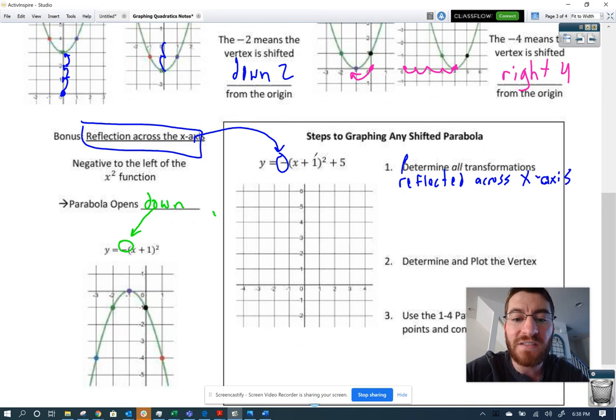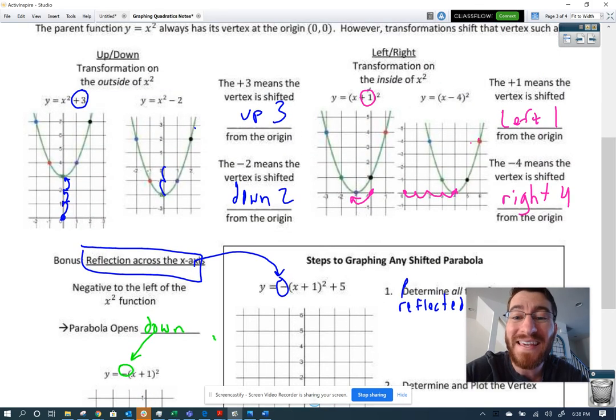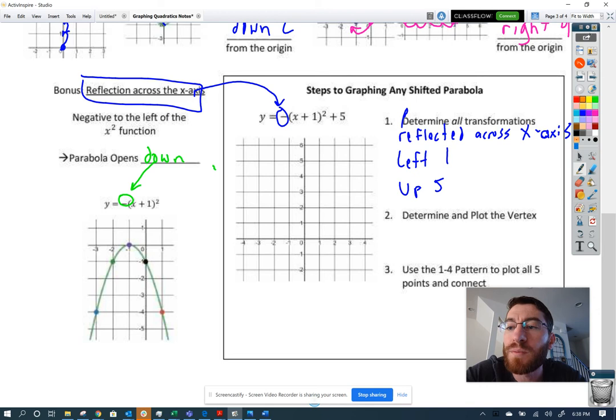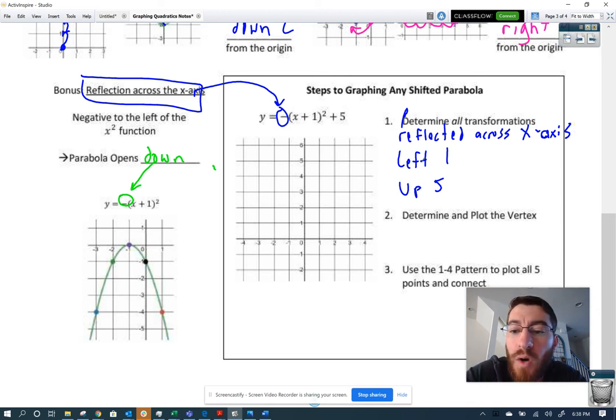And then we have this +1 on the inside. We actually had that example. That's left 1. So we'll write left 1. And then we have a +5 on the outside. That +5 means up 5. Okay. All right. And then we want to determine and plot the vertex. So if we plot our vertex, we're left 1, up 5. The nice thing about actually writing this out in words is that you just follow the exact directions you just wrote out. So we're going left 1 and up 1, 2, 3, 4, 5, and we are plotting our vertex.